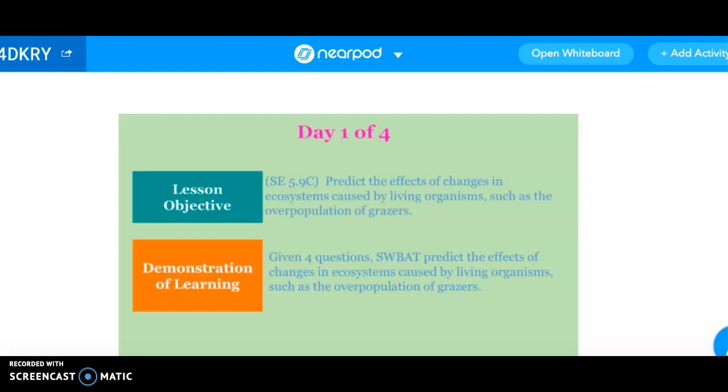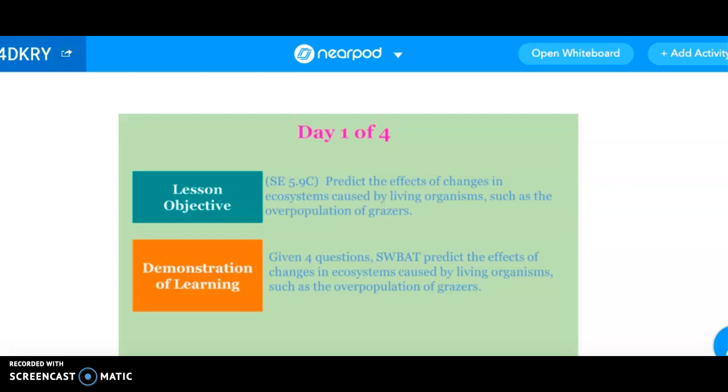This is day 1 of 4. Today's lesson objective was to predict the effects of changes in an ecosystem caused by living organisms, such as the overpopulation of grazers. So what does that mean? We said we are making very educated guesses in order to figure out how a living organism is affected by a change in their habitat. So wherever they live, something happens and now, bam, something is completely going to change for them. They're being affected by that change.